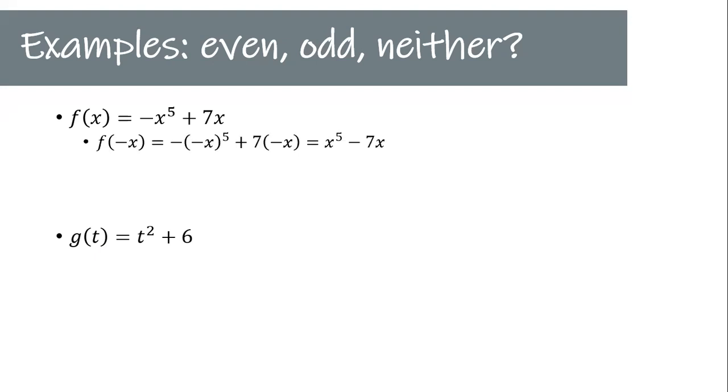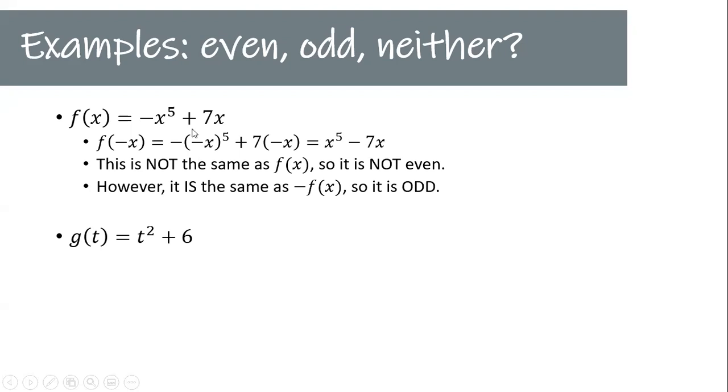F of negative x is going to be negative times negative x to the fifth plus 7 times negative x. This is going to come out to be x to the fifth minus 7x. Now notice this is definitely not the same one that we started with, so it's not even, because x to the fifth minus 7x is not the same as negative x to the fifth plus 7x. However, it is the same as the negative f of x. If we multiplied this whole thing by -1 here, we would get this answer. So that means that this function is odd.